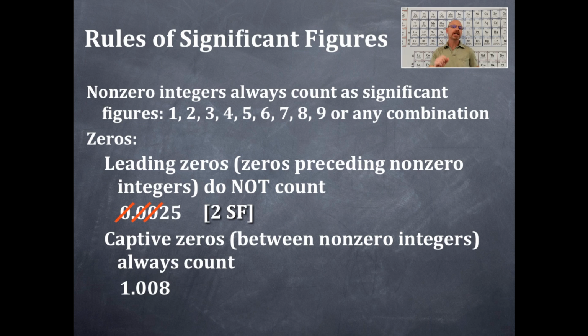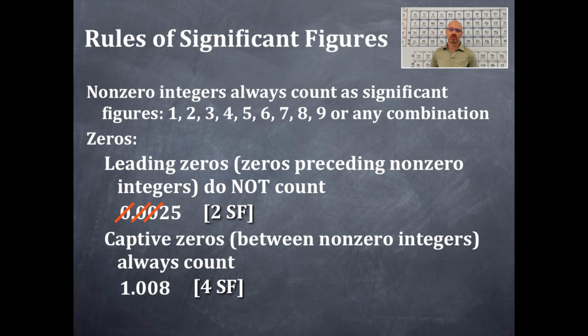All right, let's look at the next number, 1.008. The 1 and the 8 count because those are non-zero integers. How about those 2 zeros? Those 2 zeros are captive zeros, and they count because they are held captive in between 2 non-zero integers, the 1 and the 8. So the 1 and the 8 count, and the 0 and the 0 count because they are being held captive. So that's 4 significant figures on that one.